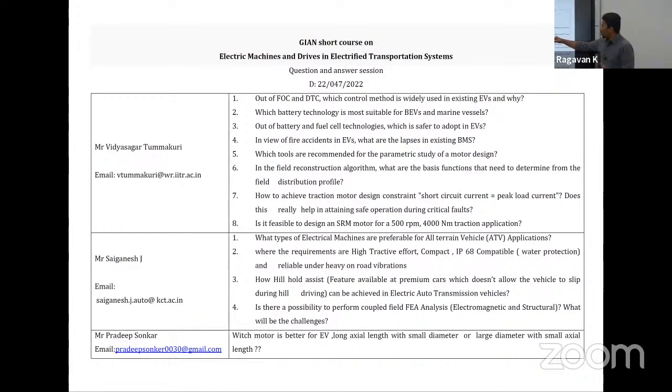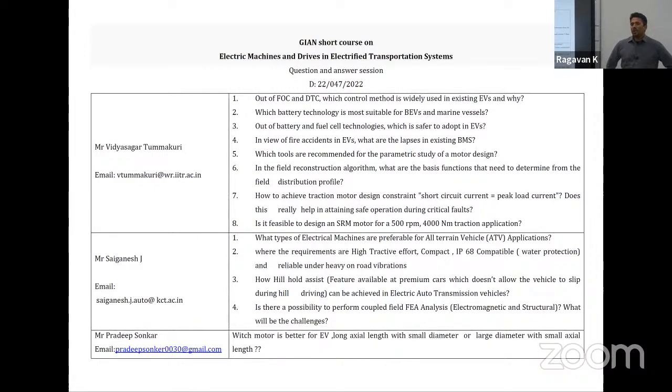The last question, this one I did not understand, Vidyasagar, is short circuit current equals peak load current. In what way? What does that mean? The short circuit current, then even if short circuit happens, that will not damage the winding. This is the constraint to follow to design a traction motor. That's what enhances related papers. So I try to achieve this constraint with different combinations.